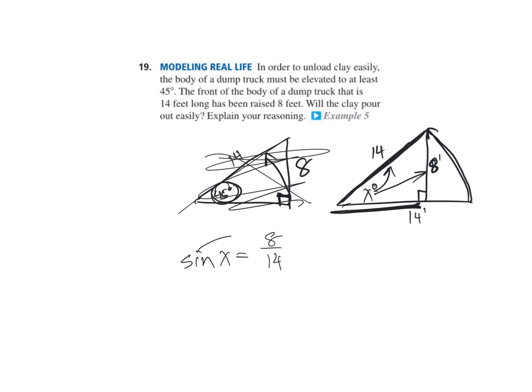How do we get x? By moving sine to the other side. So the measure of angle x equals the arc sine of 8/14. Put that in your handy dandy calculator. We take 8 divided by 14, which is 0.5714, and take the arc sine of that. So the measure of angle x is equal to 34.8 degrees. So no, it didn't raise it enough.